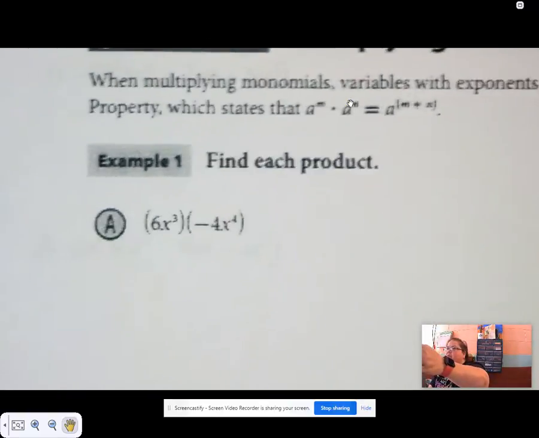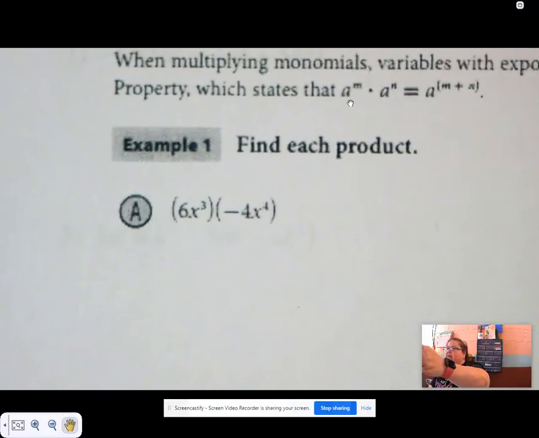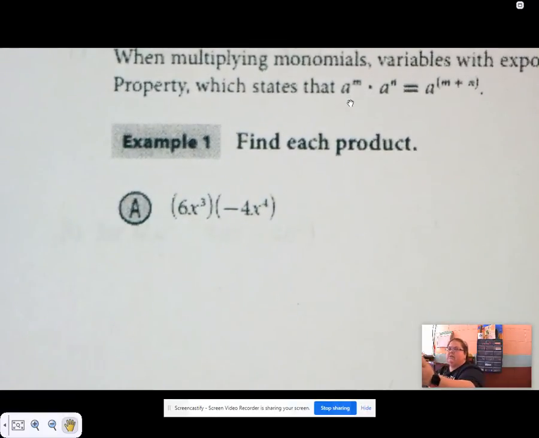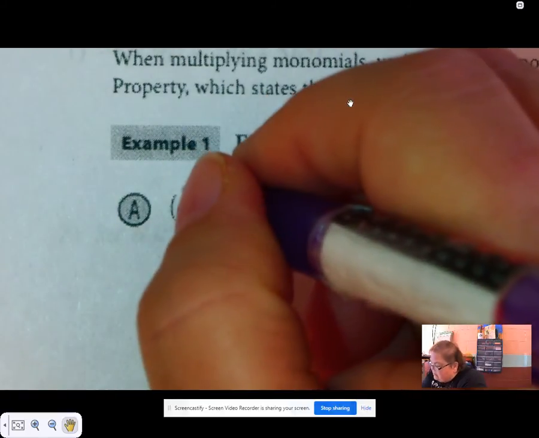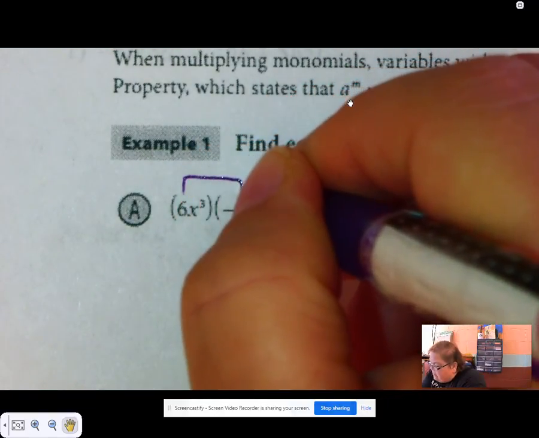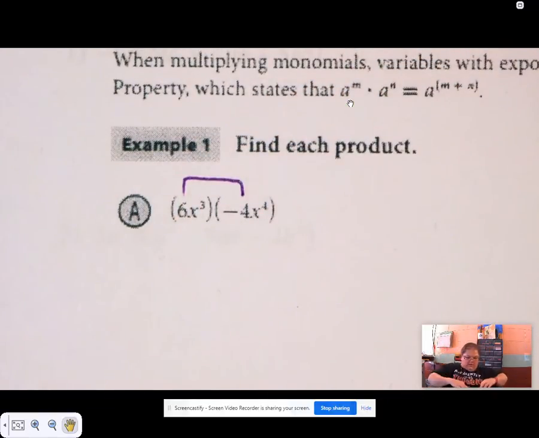Look at example 1A with me, please. We're going to find the product. And as a reminder, if you can see better from the computer, please join my Google Meet so you can see better if you need to do that. Okay. So here is what we're going to do. We're going to multiply the numbers.